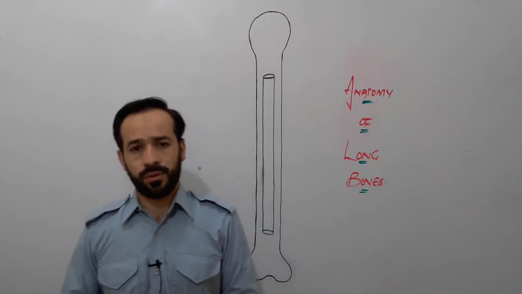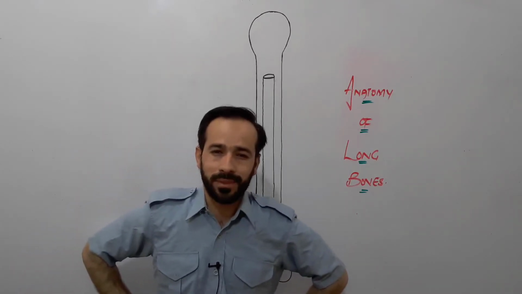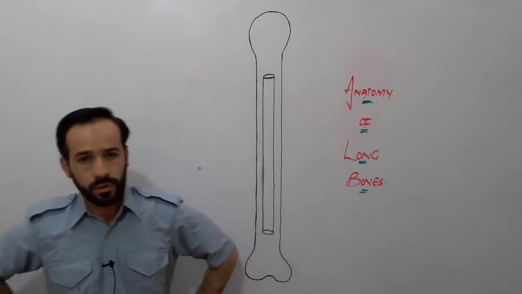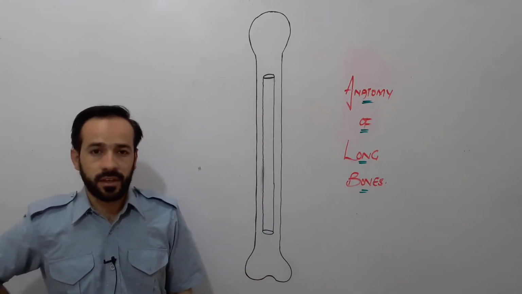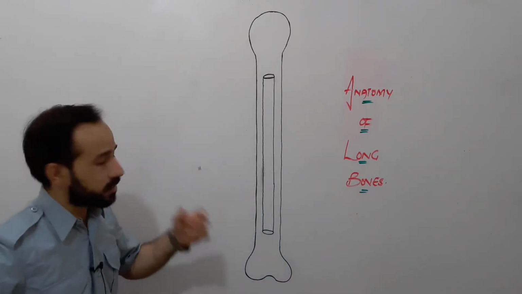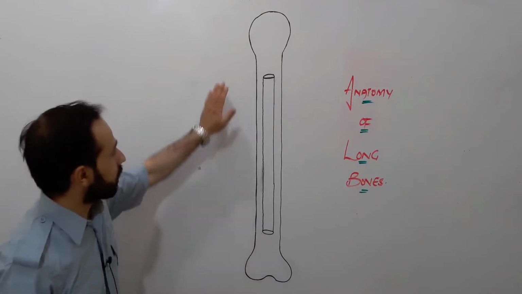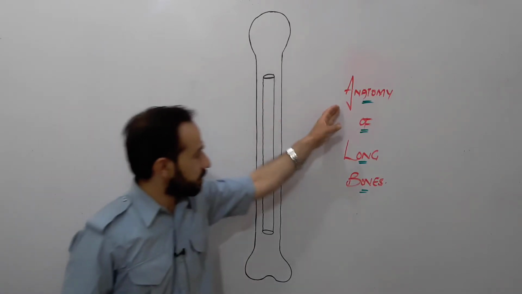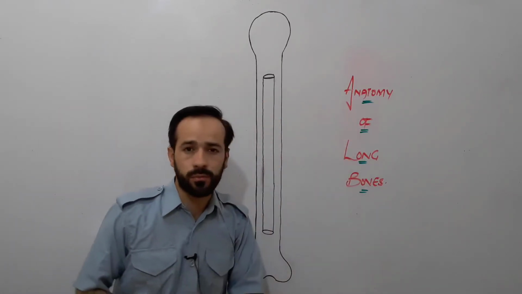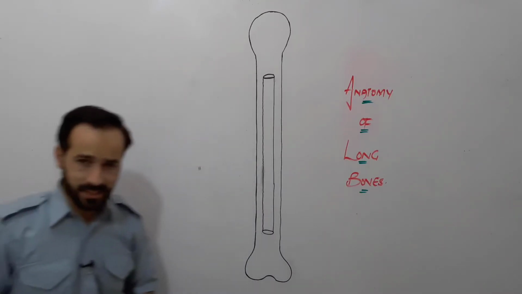Then we discussed the anatomy of the pelvic bone, right, and the attachment of muscles to the pelvic bone. We will carry it onward, and we will discuss all the bones of the body in big detail. So here, as I have written, is the anatomy of the long bone. I'm discussing the anatomy of the long bone in this lecture, right?